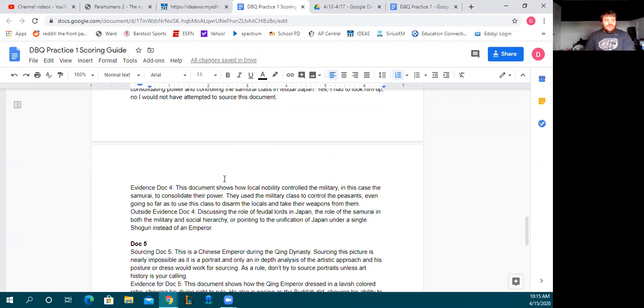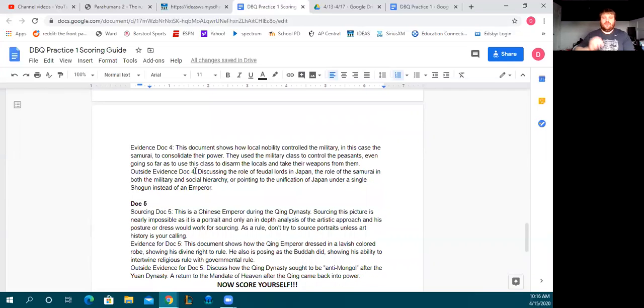So this document shows how the local nobility controlled the military, in this case, the samurai, to consolidate their power. They used the military class to control the peasants, even going so far as to use this class to disarm the locals and take their weapons from them, right? So again, much like the Russian approach, the leader doesn't have all of the power, and instead they control the military, or in the Russian case, it was controlling the nobles and getting them educated. In this case, it's controlling the military underneath them, so that way they can go out and actually control the common people.